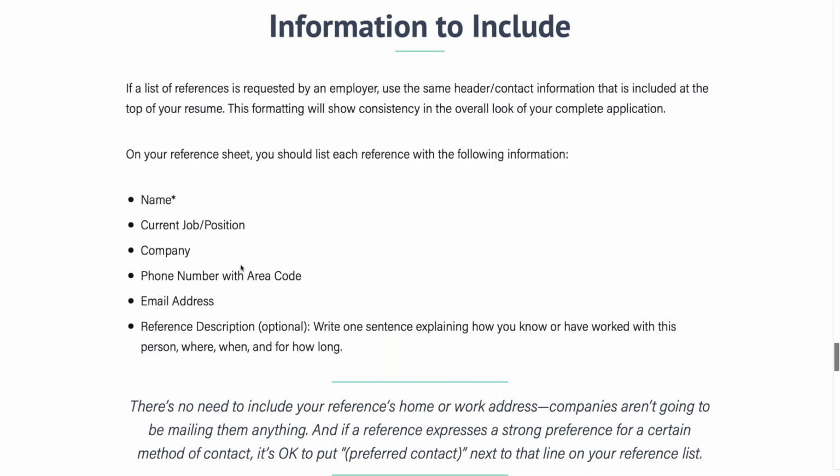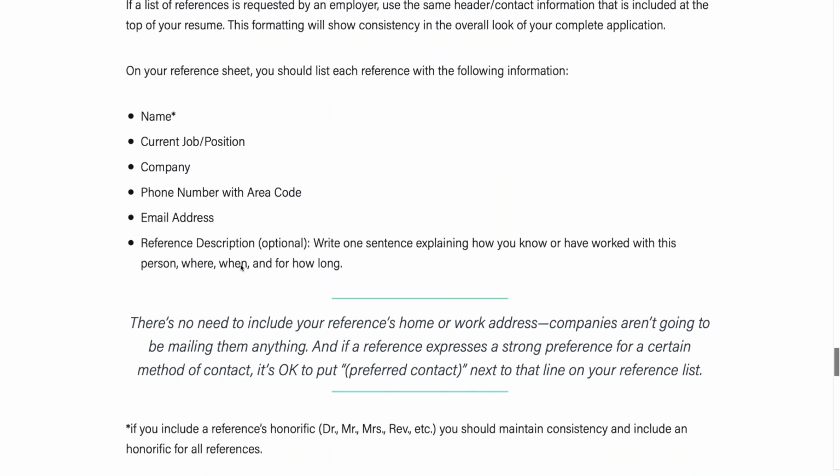When looking at ways to be consistent as far as formatting, if you're using any sort of honorific like Dr., Mr., Mrs., Reverend, etc., you want to make sure that you're being consistent with all of your references. So I just always want to emphasize that consistency is very important throughout all of your application materials. So always do a thorough read through of information, not just on your reference sheet, but also looking at other components of your application materials so that there's consistency.